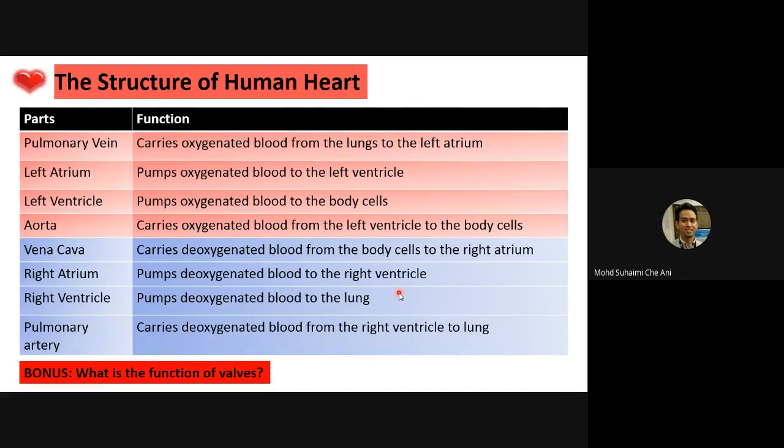No. Okay, I have a question. Nurin, what is the function of the valve? What, teacher? I don't know. What is the function of the valve?